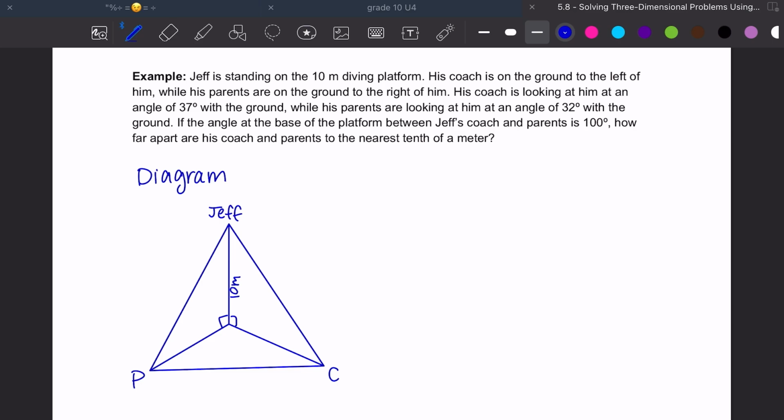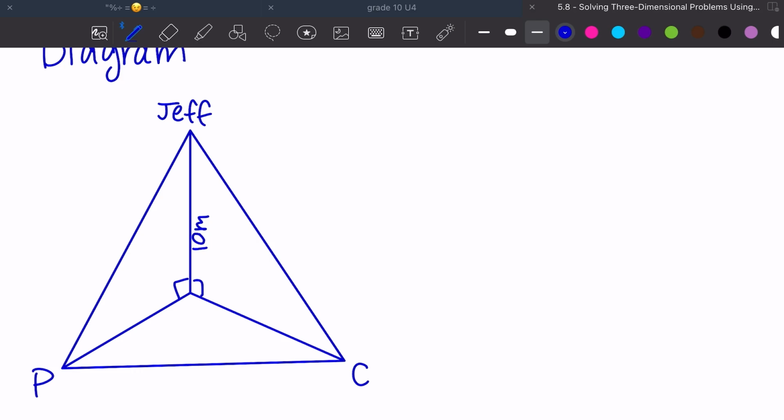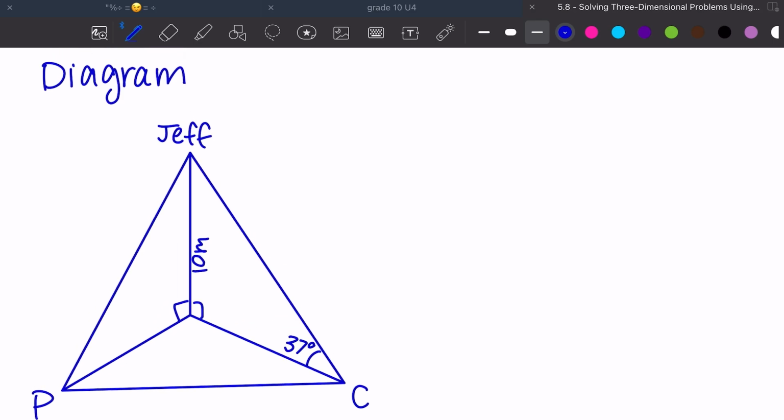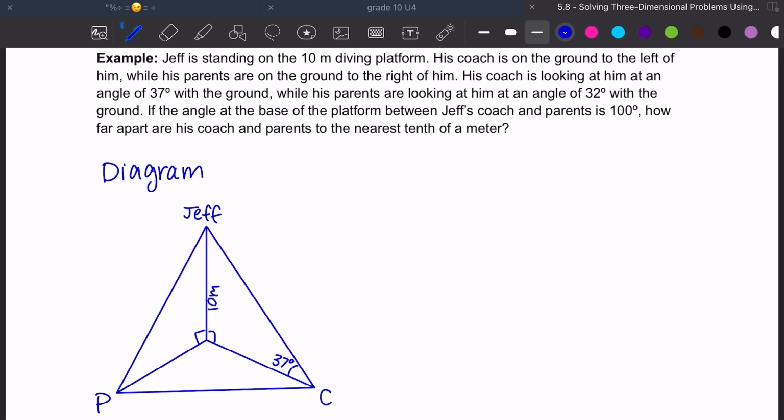Right? It says his coach is looking at him from an angle of 37 degrees versus his parents are looking up at him at an angle of elevation of 32. So those are his parents. It's always with the right angle triangles, not the base of the triangle, because that's looking down. It's from parent looking up, right? If you picked this angle, this would be the degree that the parents are looking at, like the base of the diving board.